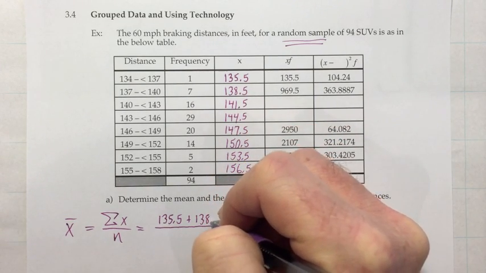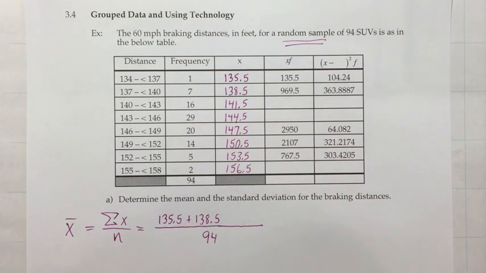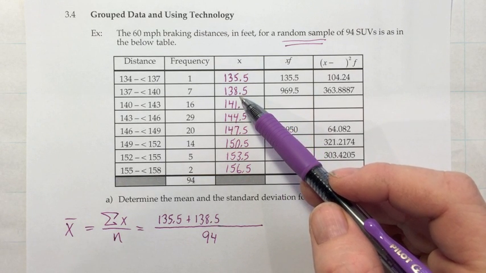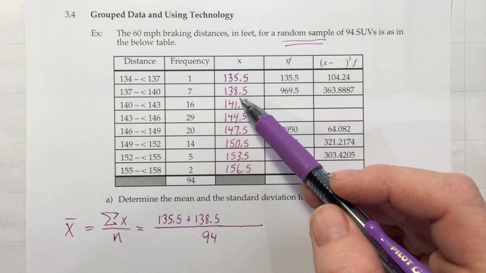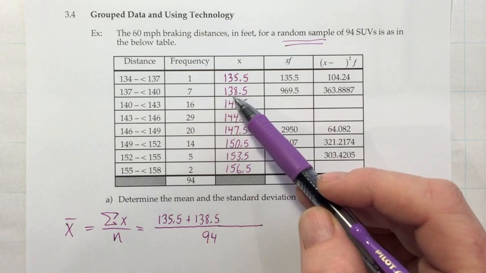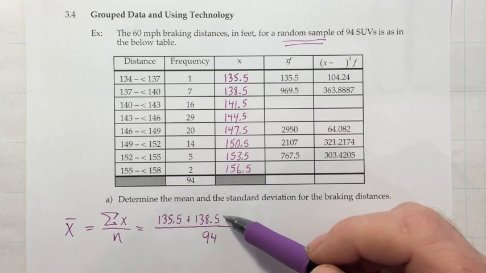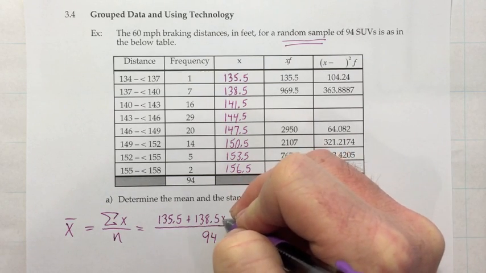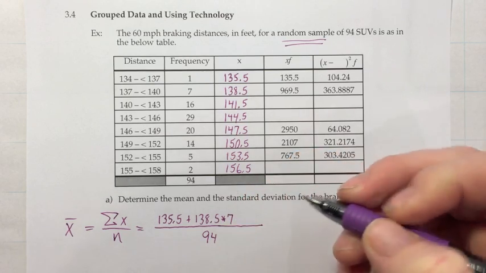And when I'm teaching this in class and I ask people what's the next one after that, they'll usually say 141.5. But that actually is not true. The next SUV is another 138.5, and then another 138.5, and so on, because it says here there's 7 of them. Now it'd be kind of silly to just write it over and over again. If you're going to add the same number 7 times, then you should just say times 7.